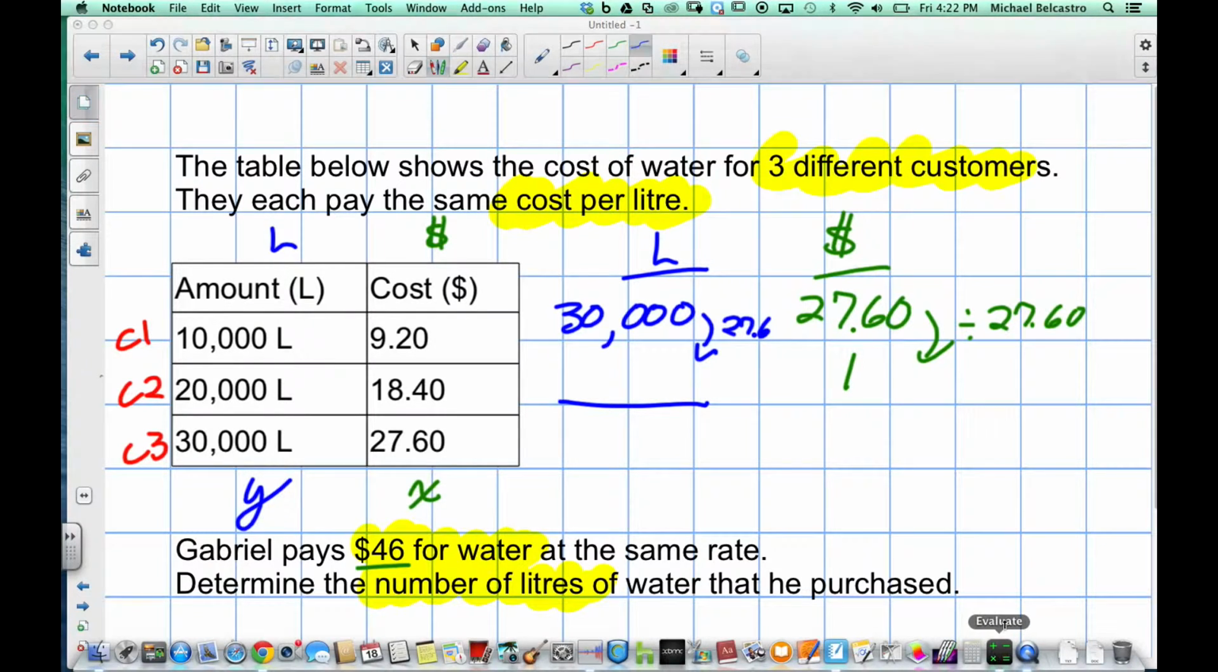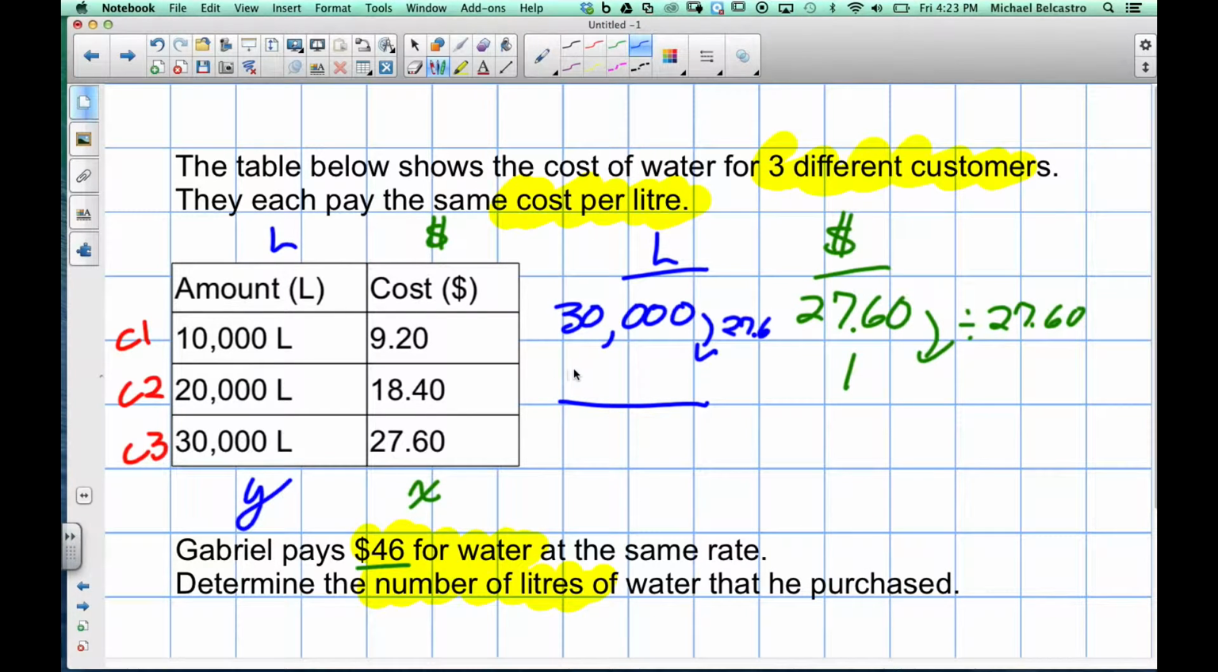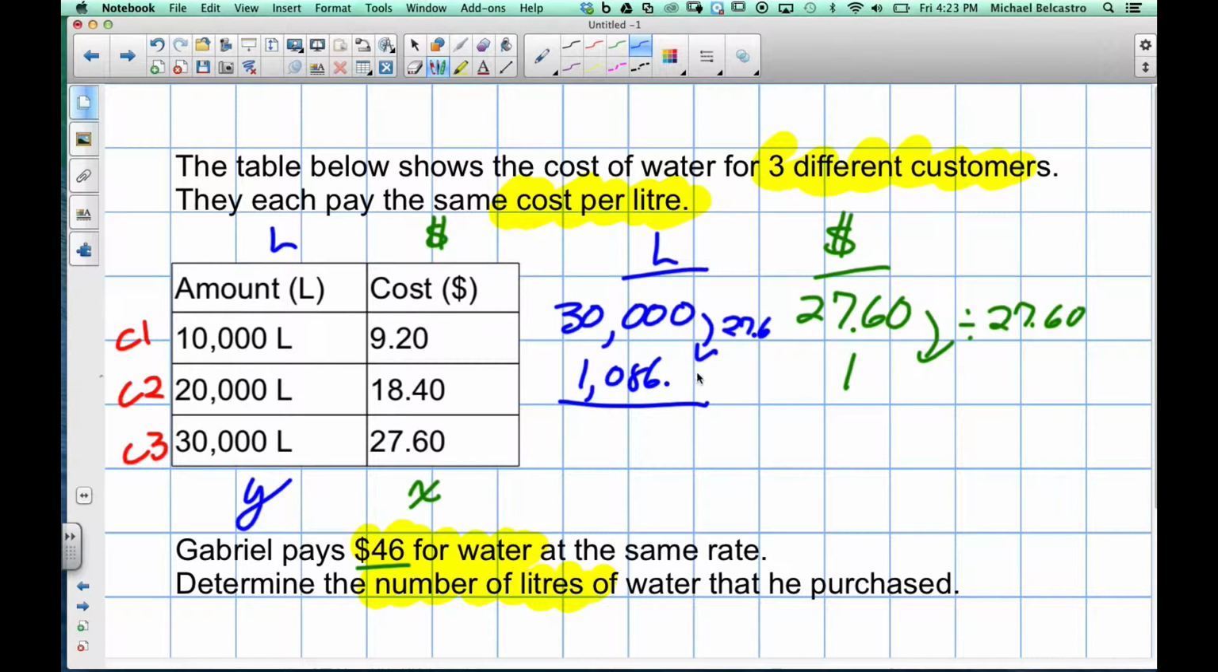So let's take our calculator out. We get our 30,000 liters, and we're going to divide them by 27.6. And we get 1,086.956. Let's round it to 1,086.96. I'm just making sure, yeah, 96. So for every dollar we spent, we get 1,086.96 liters. So let's build a relationship here.